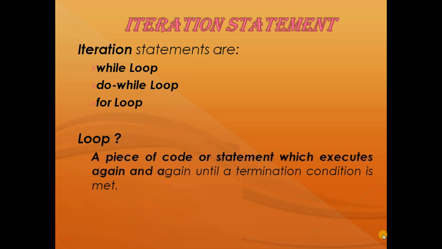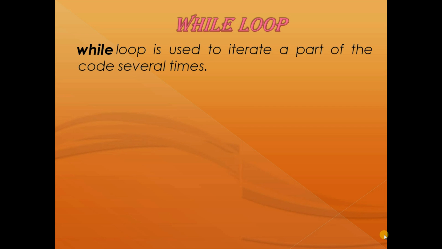A loop is a piece of code or statement which executes some block of code again and again until a termination condition is met. And after loops, we will discuss what a while loop is. The while loop is the most basic kind of loop in Java. The Java while loop is used to iterate, or we can say repeat, a part of code several times. And one important point is, if the number of iterations is not fixed, it is recommended to use a while loop.